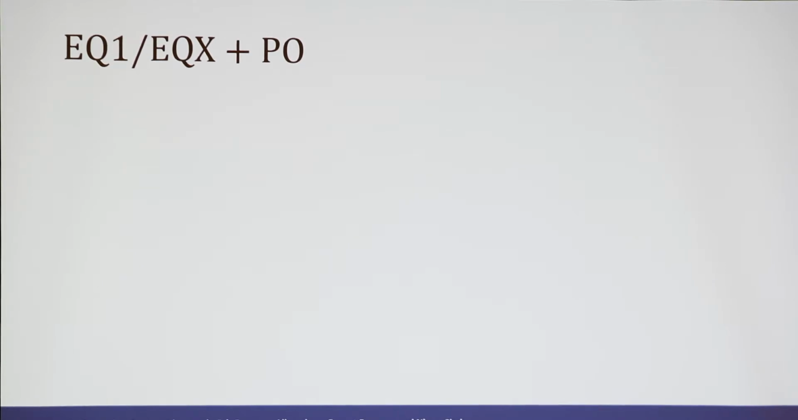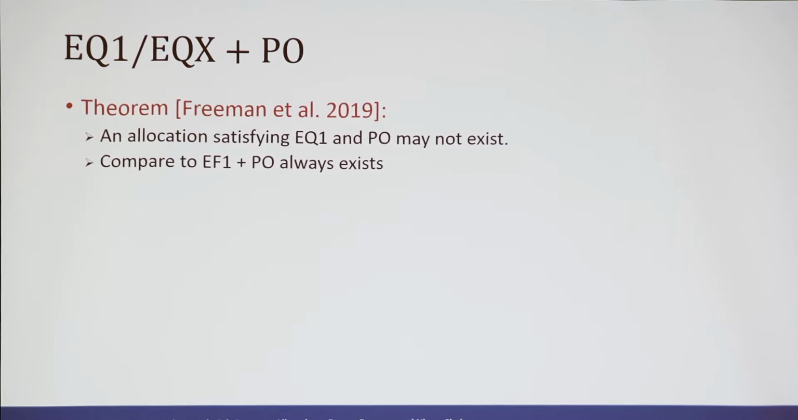Okay, well, what about EQ1 or EQX in combination with Pareto optimality? Well, in this case, the EQ variant seems to be actually a little harder than the EF variant, because it turns out that an allocation satisfying EQ1 and PO may not actually exist. Again, contrast this to MV freeness, where we know that EF1 plus PO always exists. In particular, something like the max Nash welfare solution always gets it.